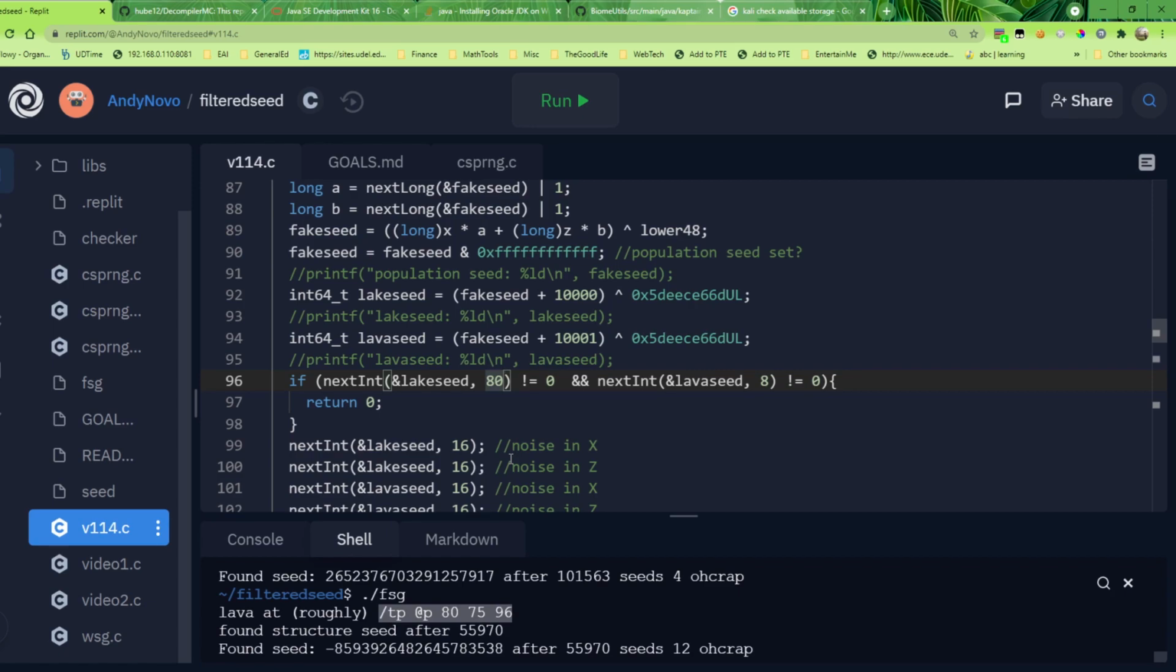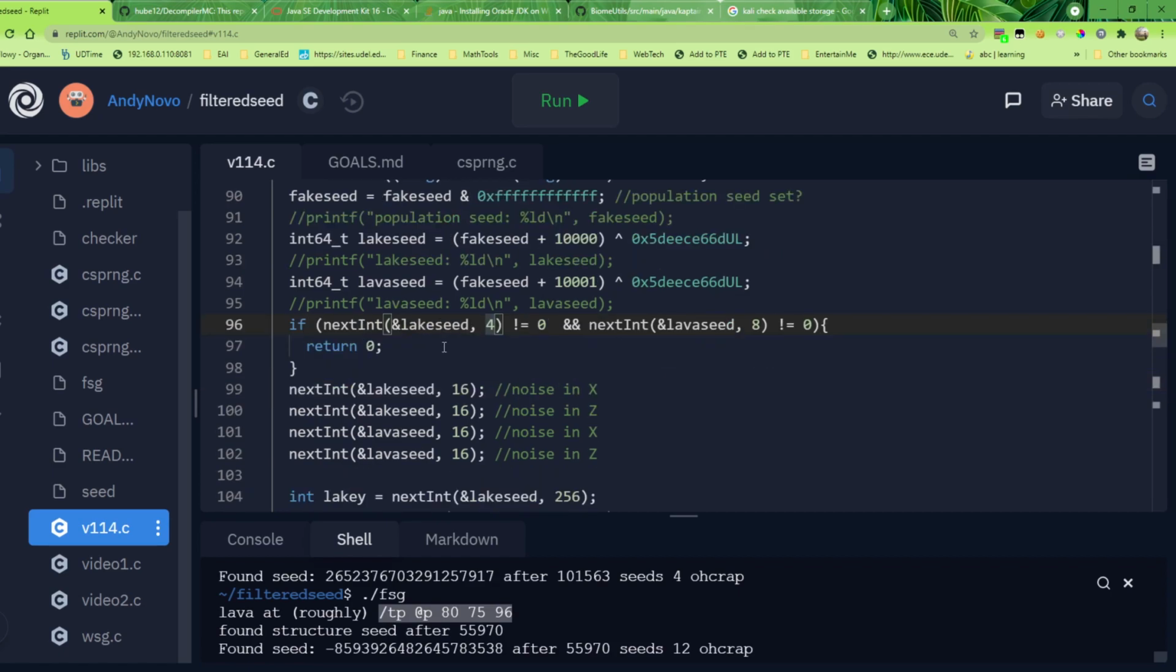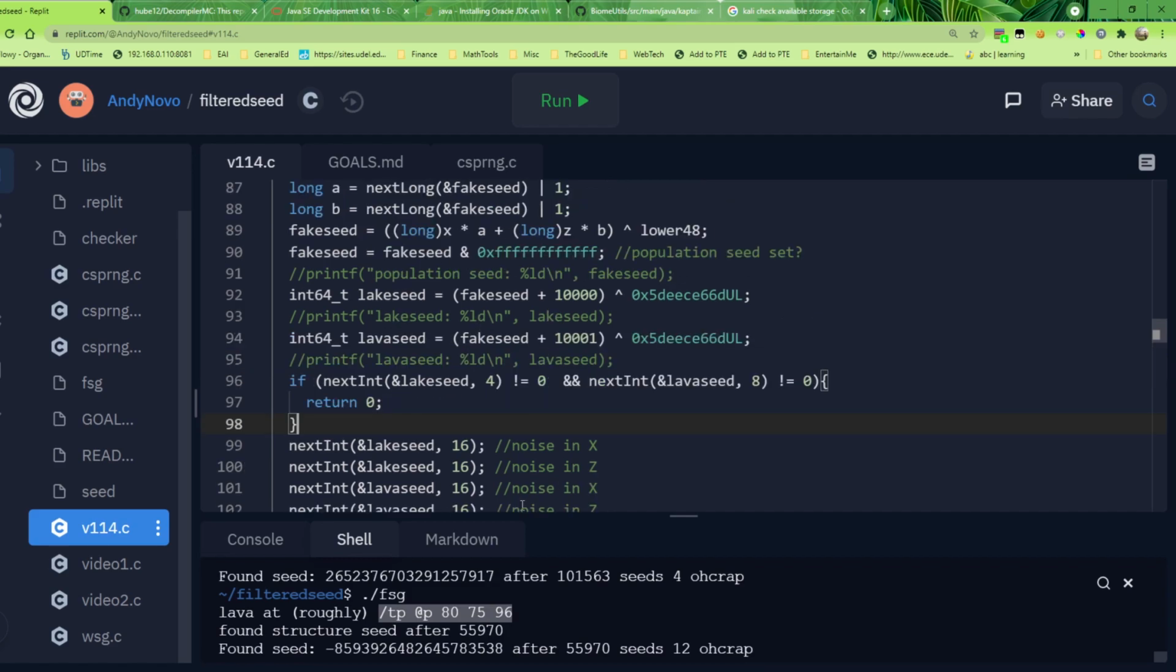Yeah, 4 would be water lakes. Oh no, oh yeah, 4 is the lava. Actually, it's the lake that I was debating was 80 versus the lava being 80. I don't know how I got it in my head. Water lakes are 4. So here's this.